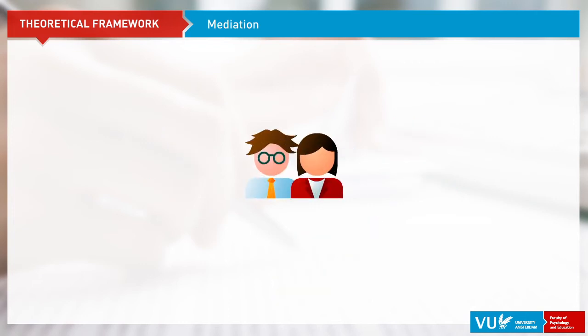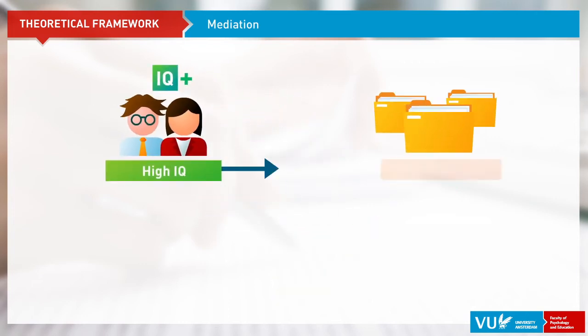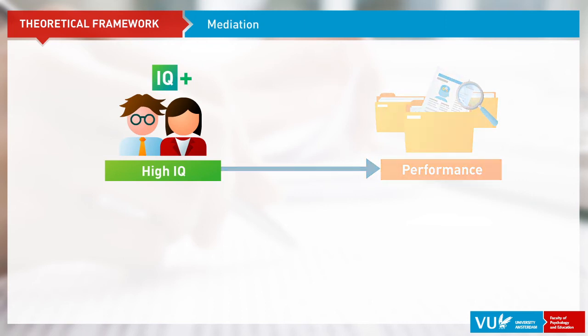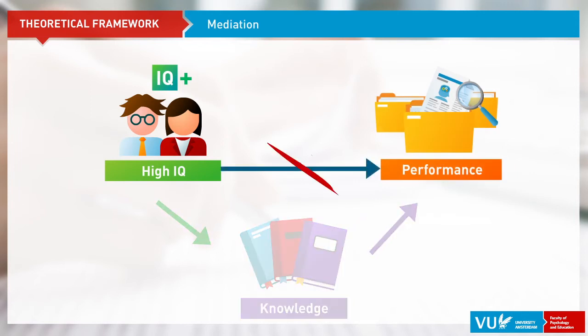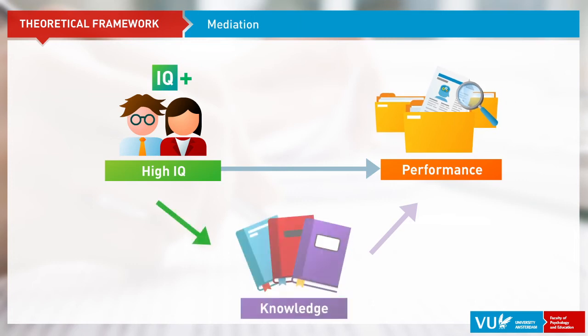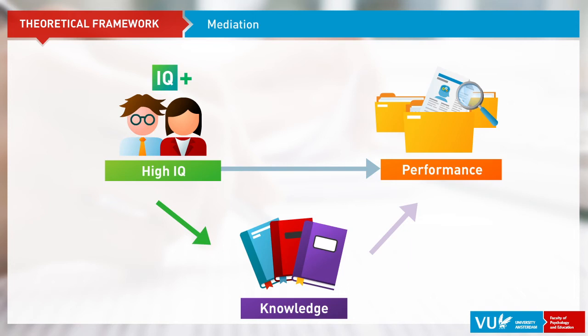Example: it is known that people with a high IQ perform better. The reason is that people with a high IQ gather knowledge more easily, allowing them to perform better. However, without knowledge, this relationship between IQ and performance does not exist. Someone with a high IQ will be better in analyzing a neurological abnormality, but this will not be the case when that person doesn't have any knowledge of neurology. In this case, knowledge is the mediator. IQ leads to knowledge, and knowledge leads to performance.